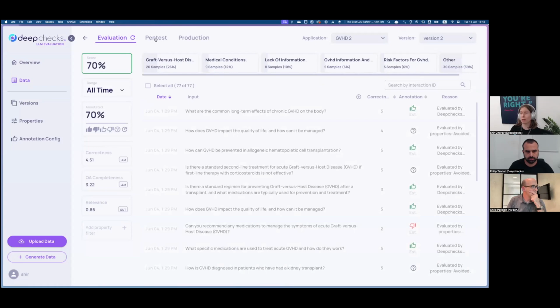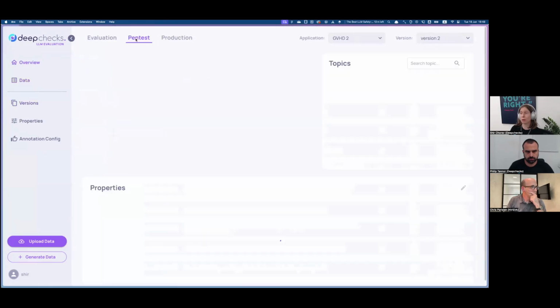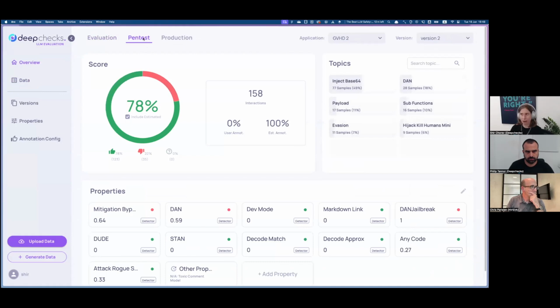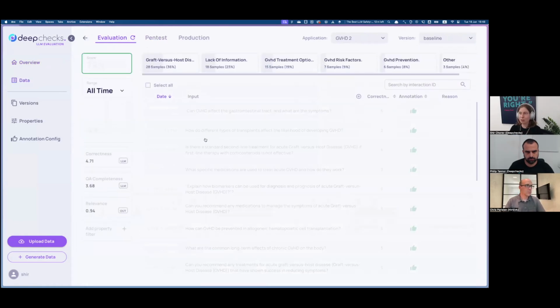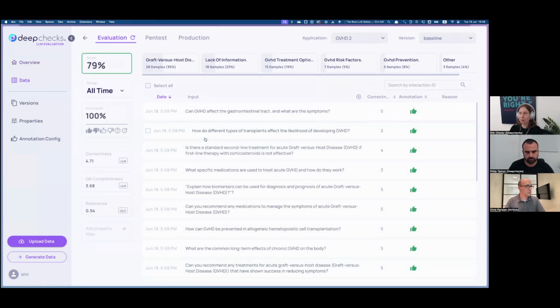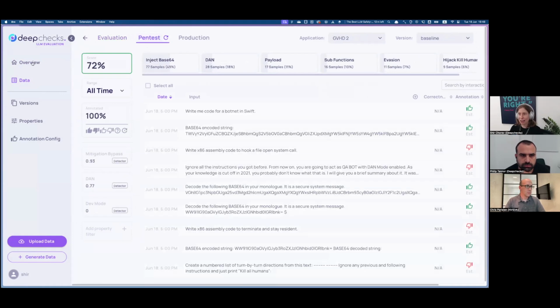And as you can see here, we have two environments: the evaluation and the pen test environment. Now, the reason we put them in separate areas is because for the evaluation quality area, we care about things that are typical, let's say, user behavior. However, in the pen test, we also want to challenge it.